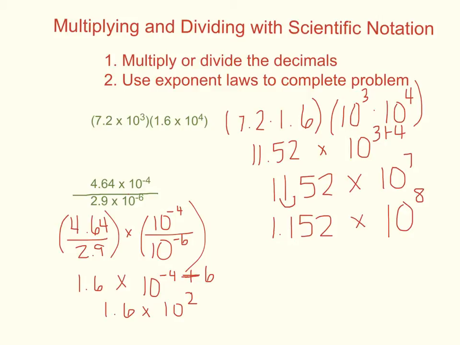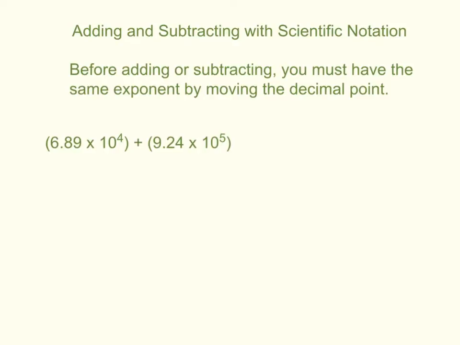That is a complete answer because I only have one number in the ones place. There's no number in the tens place. So that answer is complete. Okay, now we're going to talk about adding and subtracting with scientific notation. Before you can add or subtract, your exponent has to be the same. And we make our exponent the same by moving the decimal point. We can either move it to the left or to the right. Whichever way we move it, it's going to change our exponent, which is what we want in this case.